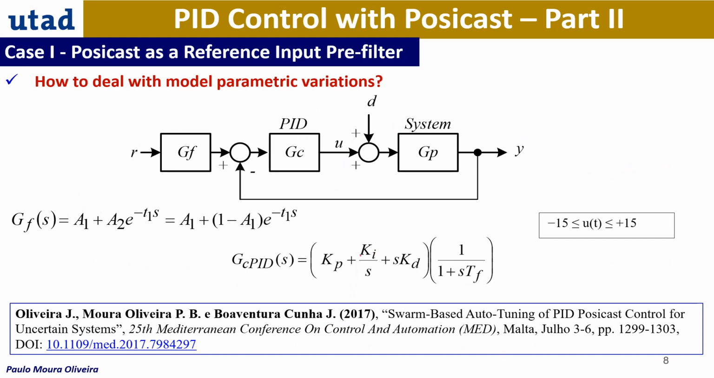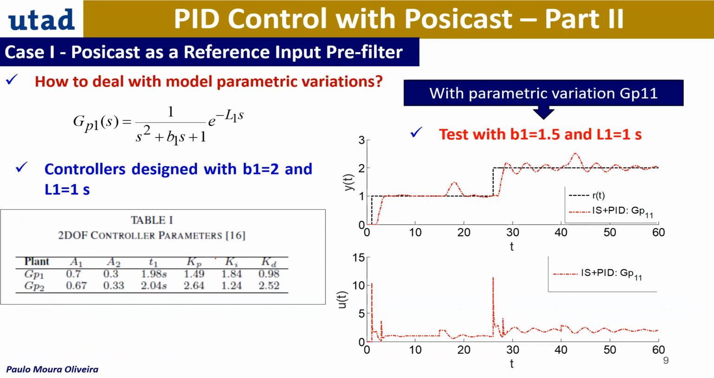Okay, so now the problem is how to deal with the model parametric variations, and the Posicast is very sensitive to model parametric variations. So in this study here we proposed a technique to deal with that. It's a kind of auto-tuning technique. So in this case, we also have a half-cycle Posicast and the PID controller in the same format.